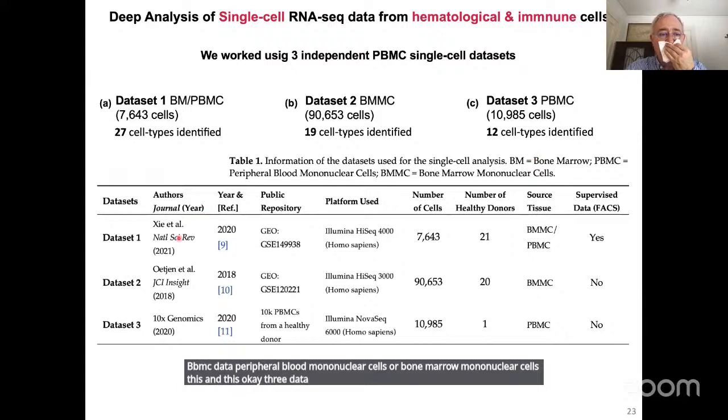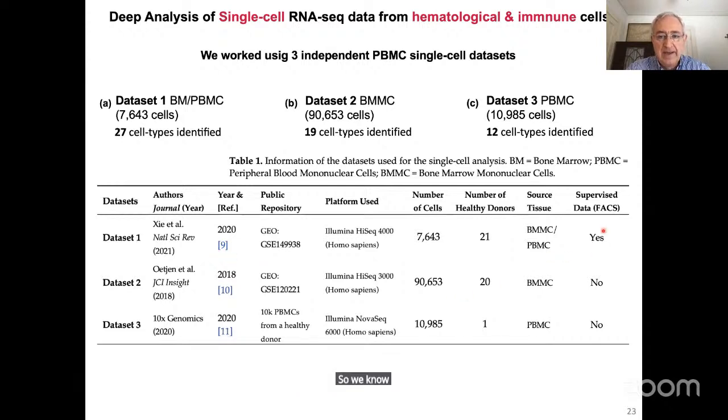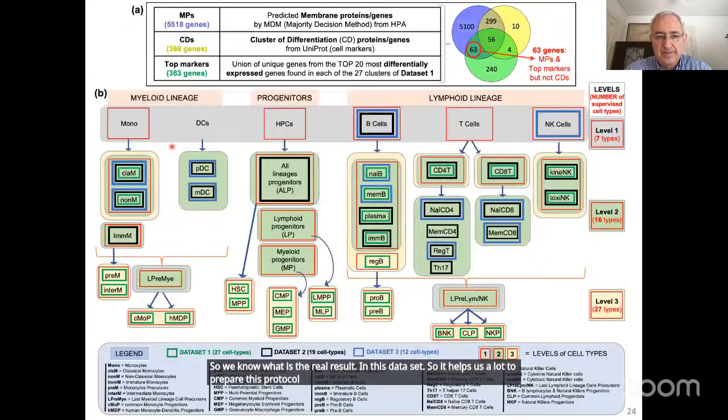And in the first data set, again, we have a very good control because these people, when they published this paper, already did all the flow cytometry data to calculate the real concentration of the cells. So we know what is the real result in this data set. So it helps us a lot to prepare this protocol of analysis.